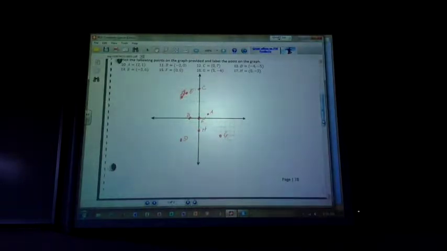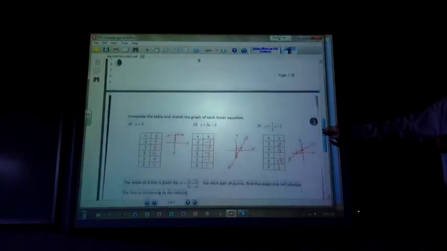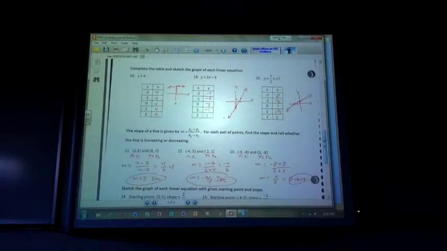So that's what we got there. I think you all are pretty confident about just plotting points. Remember, you go the X, Y direction first. All right, problem 18 says complete the table and sketch the graph. So just a rough sketch is fine.